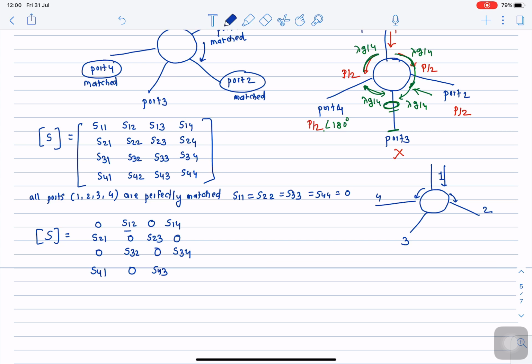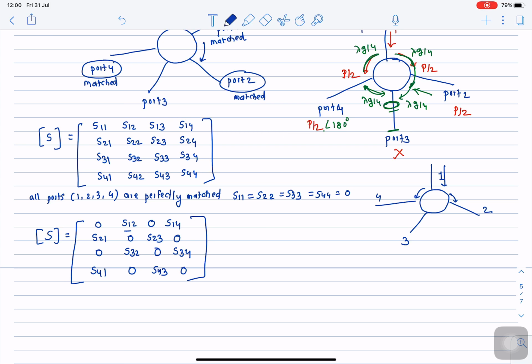So the hybrid ring and rat race junction can be used interchangeably along with the magic T. Whatever application we build using the magic T, the same application can be designed and developed using this hybrid ring. The only difference is that the magic T is a little bit bulky in construction, and it does require internal matching, which is not required in the case of a hybrid ring.